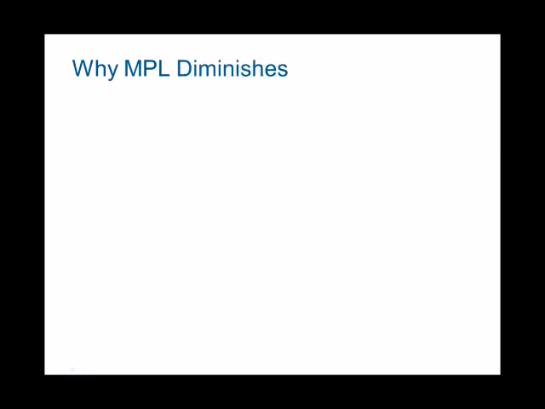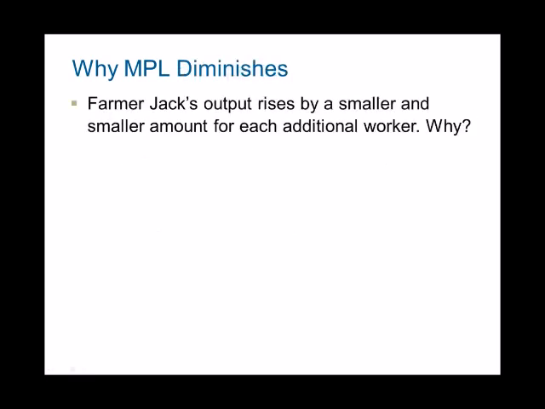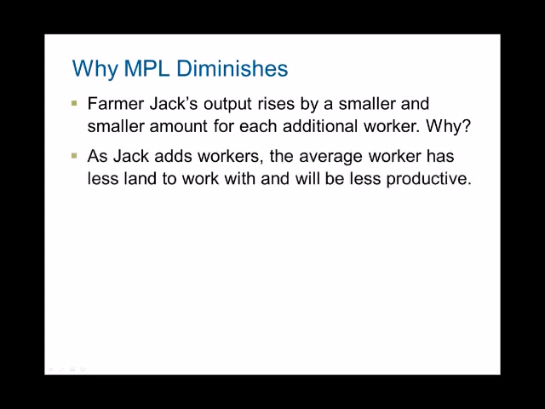So why does MPL diminish? Because as Farmer Jack adds more workers, the average worker has less land to work. We said that the land is fixed at 5 acres. So after a while, the workers will just get into each other's way. They will not have enough land to work on. Some workers will be slacking off.